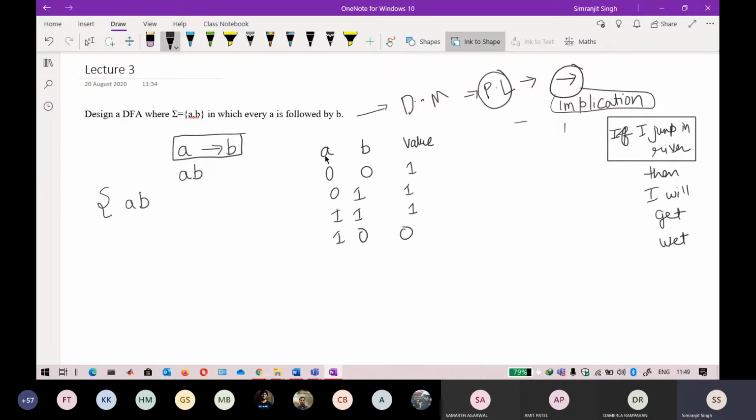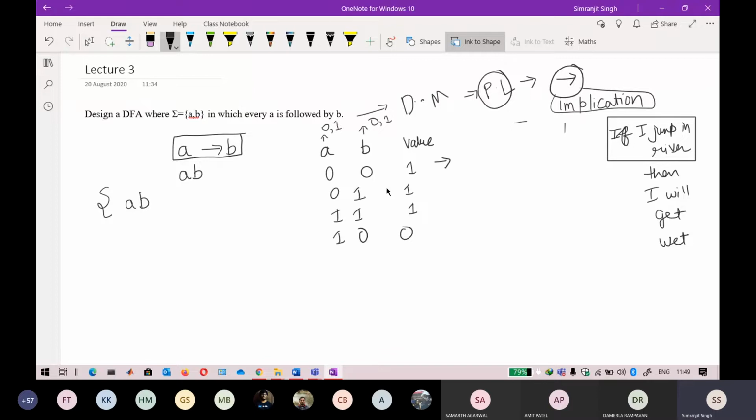Okay, so this A means that A has come, and this B means that B will come or not. Okay, so if this A is 0, it means A has not come. If this B is 0, it means B has not come. If this B is 1, it means that B has come. And if this A is 1, it means that A has come. Okay, so just clearly look at this.